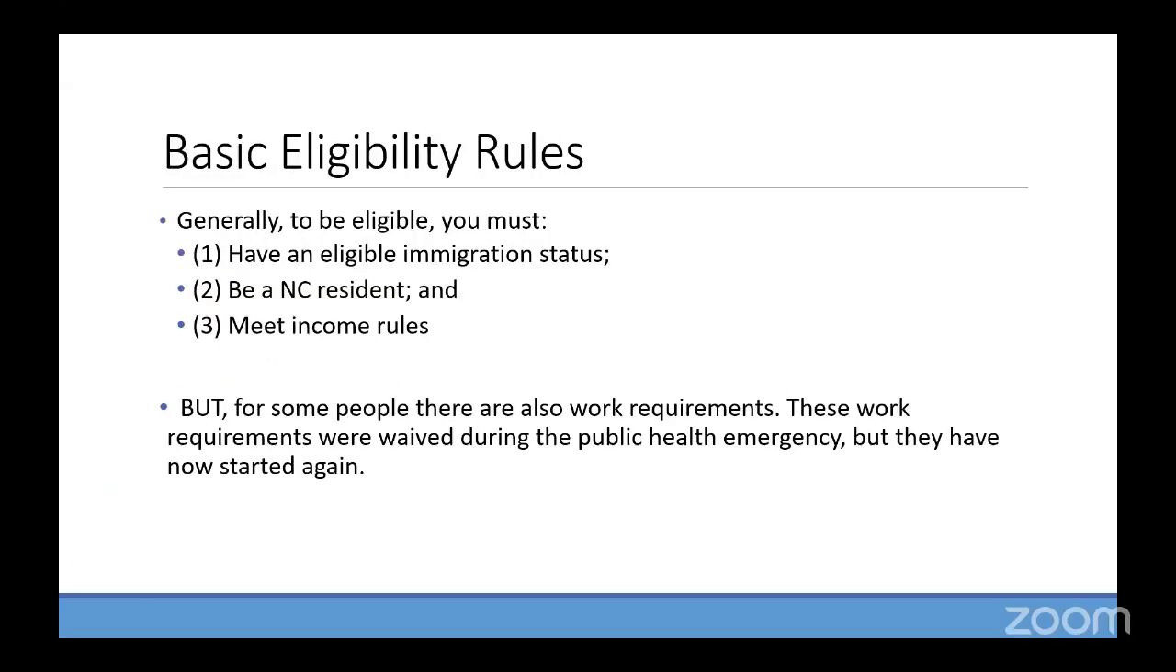There are some basic eligibility rules to receive SNAP benefits. Generally, to be eligible, you need to either be a U.S. citizen or have an eligible immigration status, be a North Carolina resident at the time you apply, and meet certain income rules. I will also flag that for some people, there are work requirements. We'll talk about these a little bit later in the presentation. These work requirements were waived during the COVID-19 public health emergency, but they have now been put back into effect.